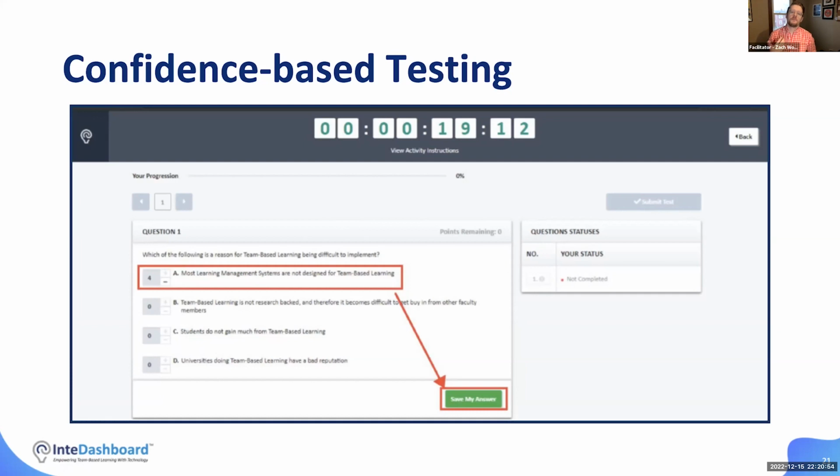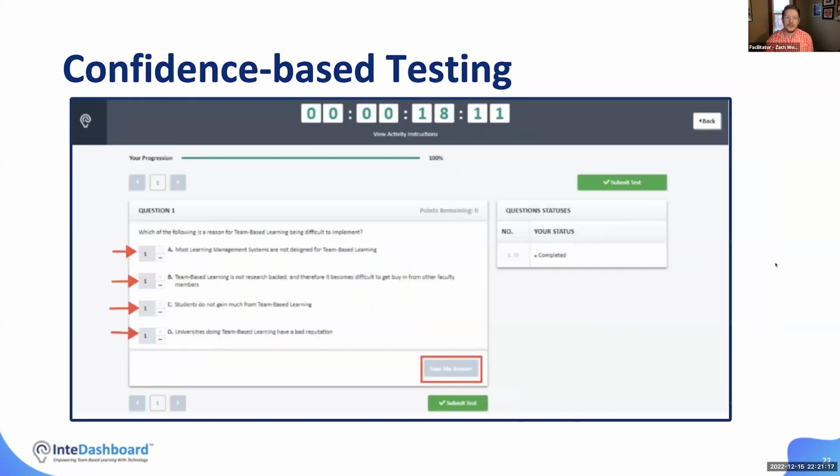Confidence-based testing really works best, and that's why it's often used in a team-based learning scenario, for when students are still struggling or learning through the content or still defining or clarifying things. So it is an optional structure of InteDashboard, but I really think it benefits this team-based learning mechanism within the platform. So here's another option, and again, this is the same kind of idea, but here you'll see that this student distributed their points across all the options.